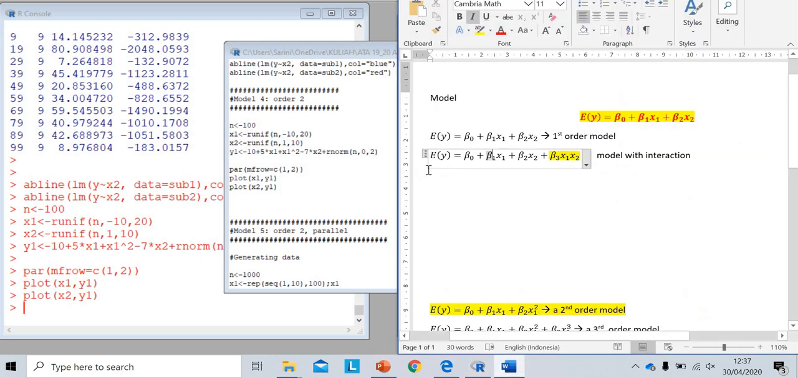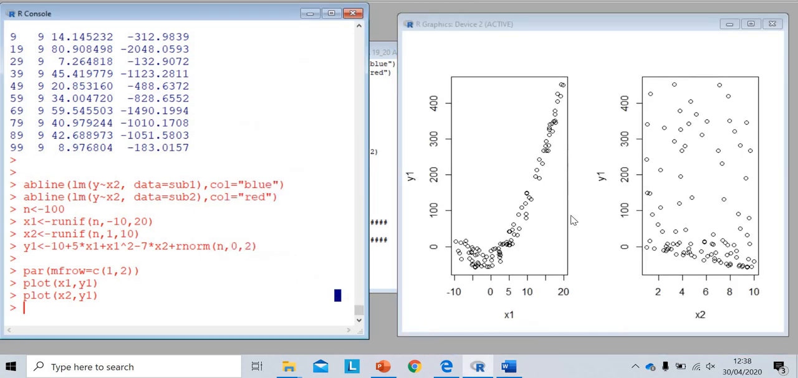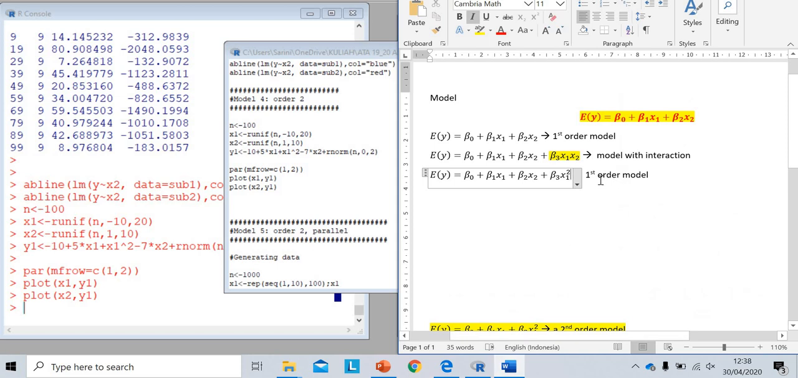So in that case, we will be proposing a model that is expected y equals and so on, and then here I will just add plus beta 3 x1 squared. Okay, because here we get the pattern something like this. And this is called the second order model. Okay, so we have the second order model.